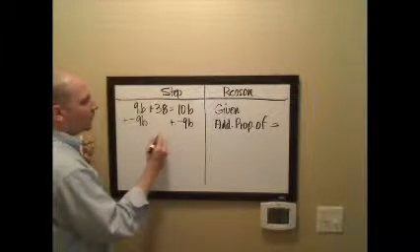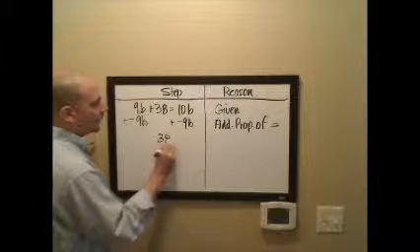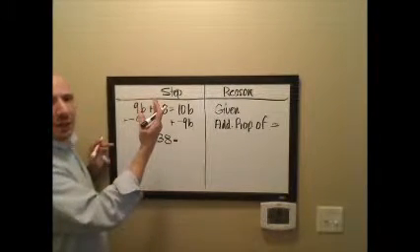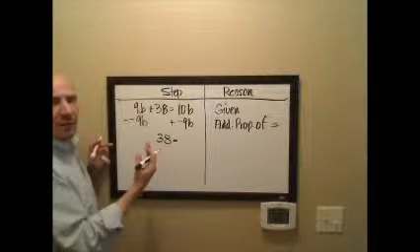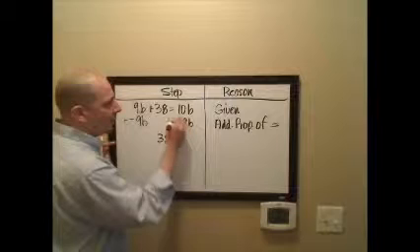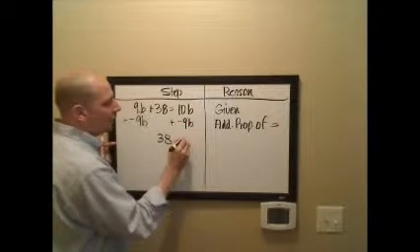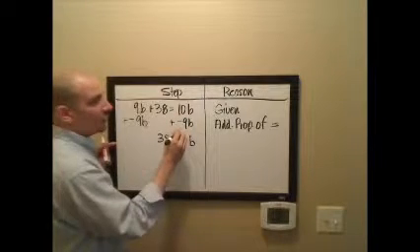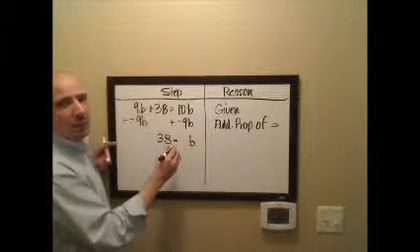Now I'm going to carry my 38 down, because it's still there. If you think of the equal sign like a teeter-totter with kids on it, I still have 38 kids on this side. And over on this side I have 10 minus 9, which is positive 1b. I had 10 b's, and then I took away 9 b's, and I have 1 b left.